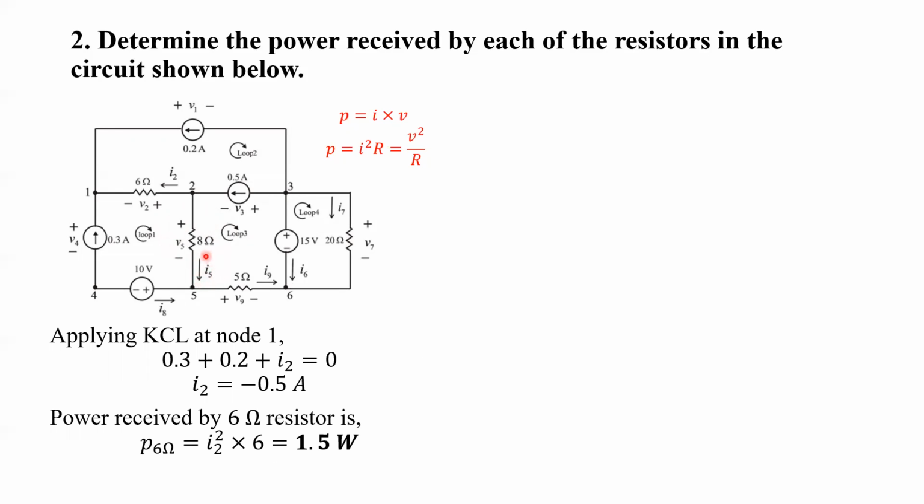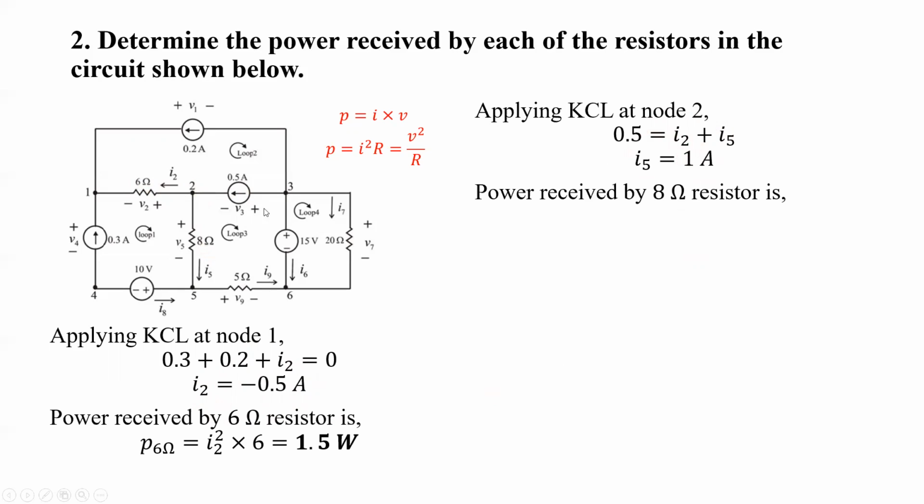In order to calculate I5, let's apply KCL at node 2. At node 2, 0.5 ampere is incoming current, I5 is outgoing current, and I2 is also outgoing current, right? So 0.5 equals I2 plus I5. We already know the value of I2 equals minus 0.5 ampere. If we plug in the value of I2 here, we can easily compute I5. This gives I5 equals 1 ampere. So power received by this 8 ohm resistor equals I squared R.